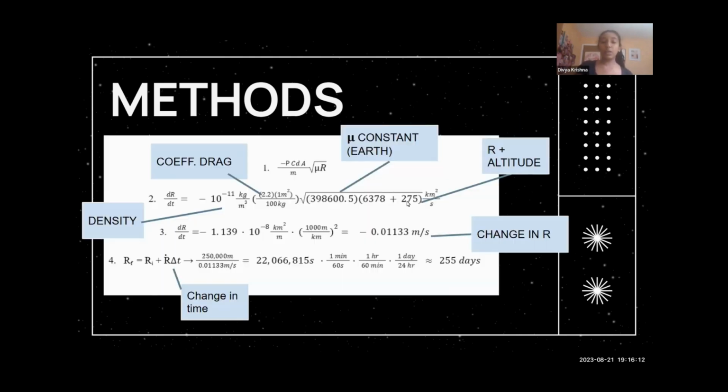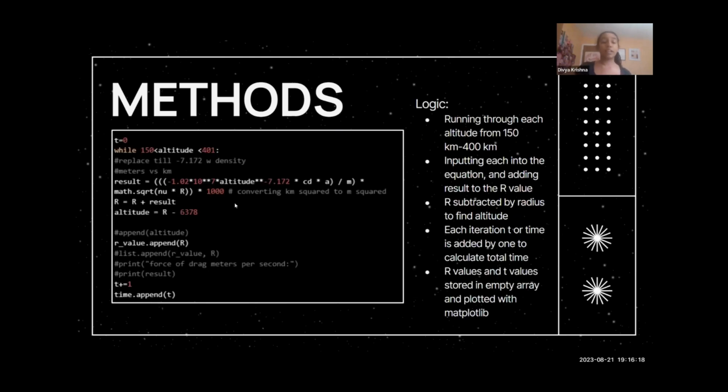As before here, we only have one singular altitude at 275 kilometers. Now we have to account for all altitudes between 150 to 400. And so we then add the result to the R value, which constantly keeps on updating. And to find the altitude, we just subtract the radius. In this case, the radius of Earth is 6378. And then we just append these values while the while loop is running into an array, which will then be plotted. And for each iteration of the while loop, time is added by 1, and so that would be our time in seconds, essentially.